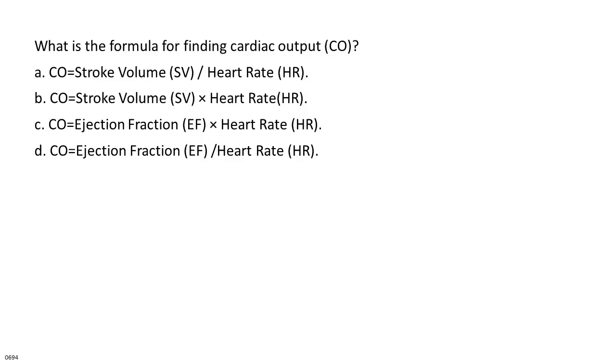What is the formula for finding cardiac output? A. Cardiac output equals stroke volume divided by heart rate. B. Cardiac output equals stroke volume multiplied by heart rate. C. Cardiac output equals ejection fraction multiplied by heart rate. D. Cardiac output equals ejection fraction divided by heart rate.